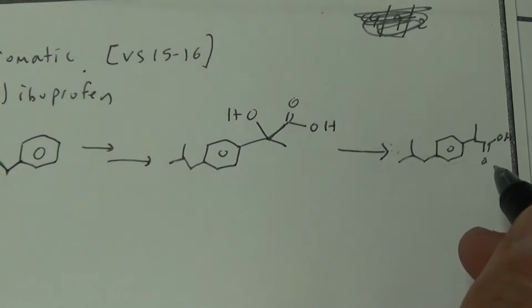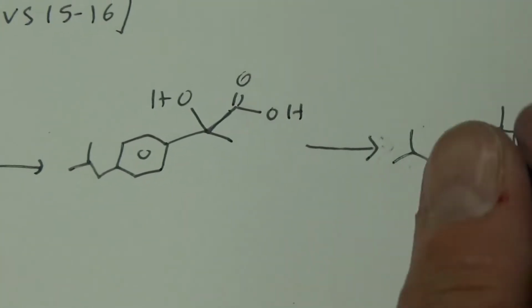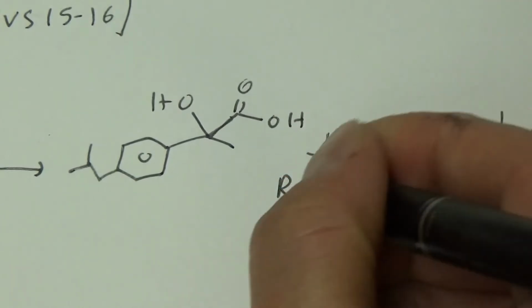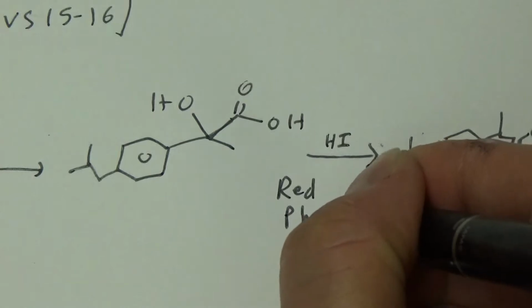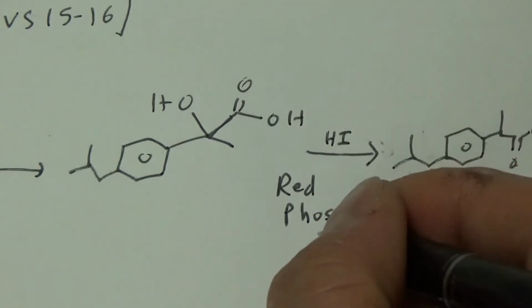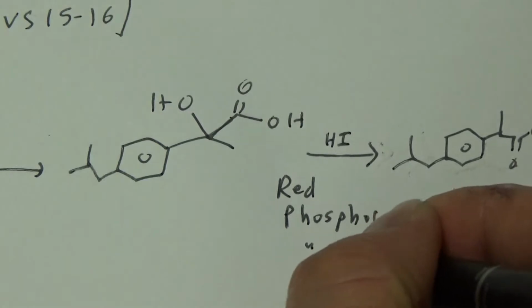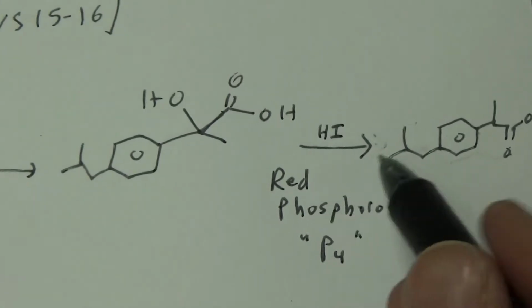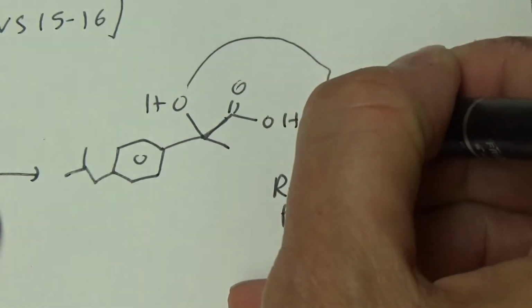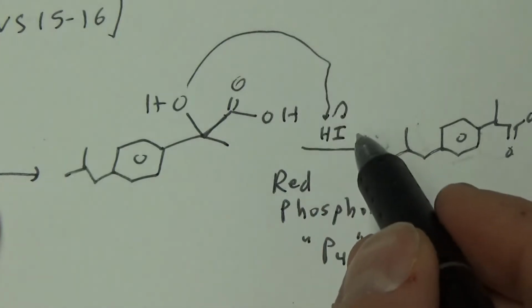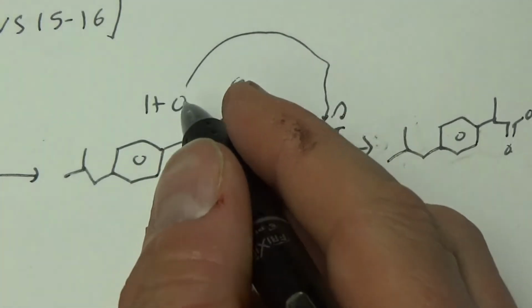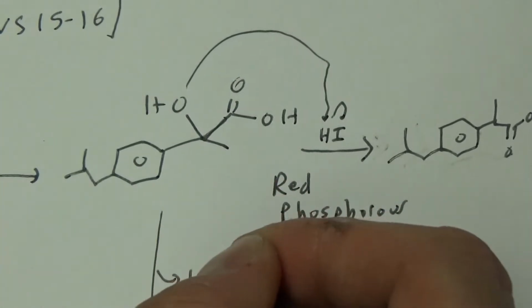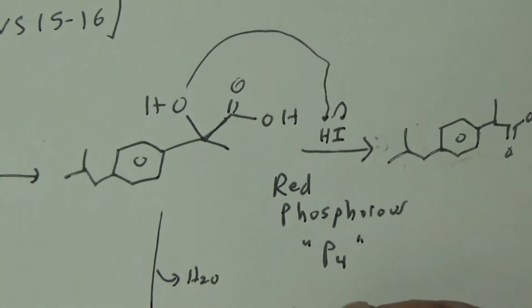That makes the carboxylic acid. They use HI and red phosphorus. Red phosphorus is a super strong reducing agent. It's also called P4, phosphorus 4. So it's an electron donor, and it reduces stuff. In a nutshell, this kicks off iodide, makes water, and water falls off.